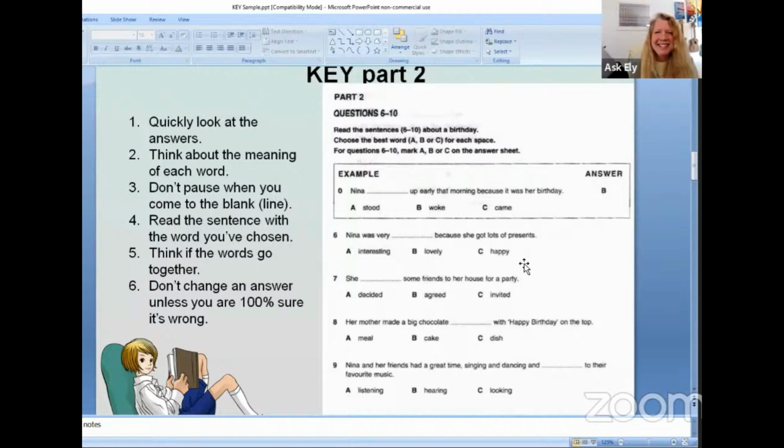Yeah. It wouldn't say, that's interesting. You wouldn't say, that's lovely. You would say, I'm very happy, right? Nina was very happy because she got lots of presents.